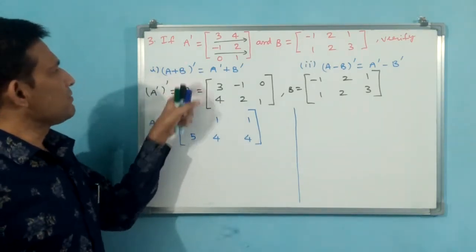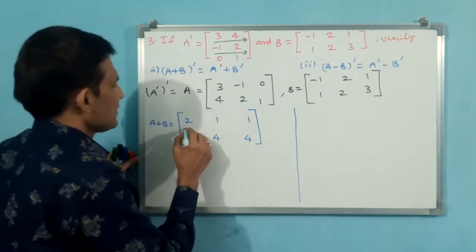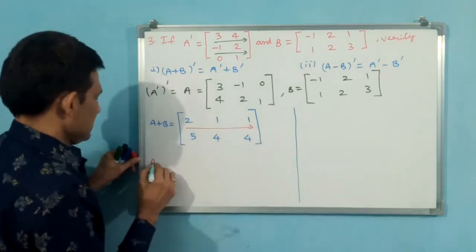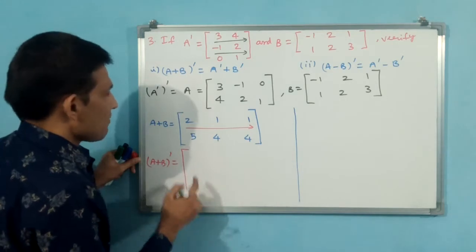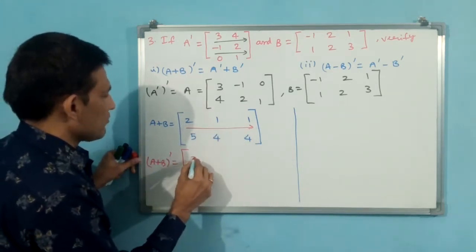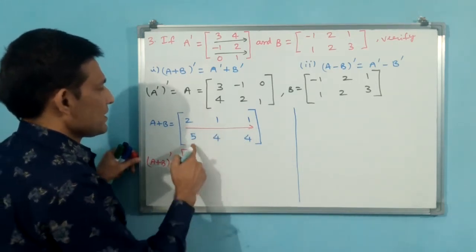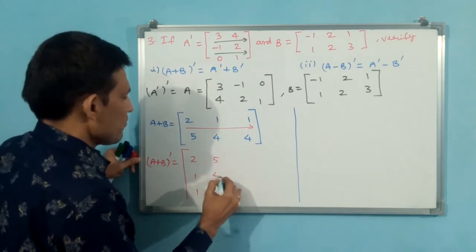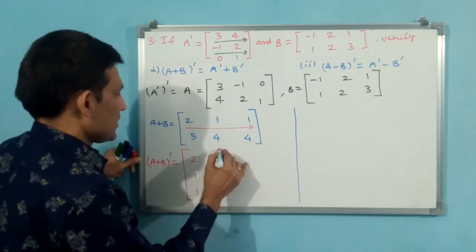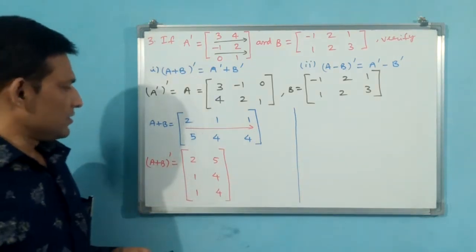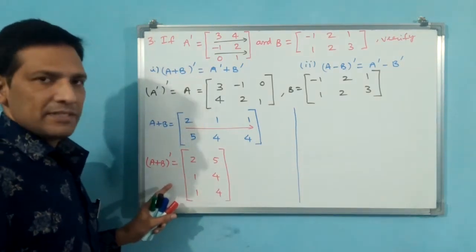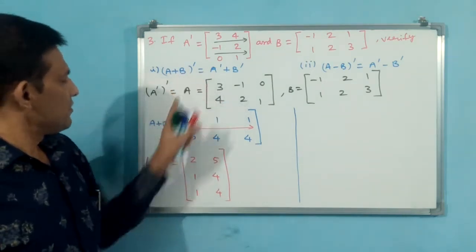But you want A plus B transpose. Let us transpose this. A plus B whole transpose is equal to. What is going to become? This row is going to become a column: 2, 1, 1. The second row is going to become a column: 5, 4, 4. See, this is the LHS, A plus B whole transpose.